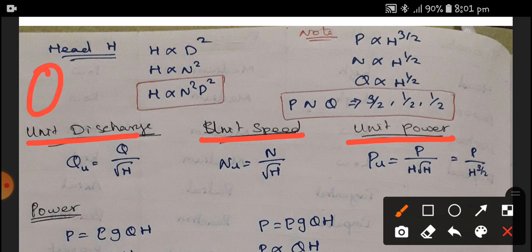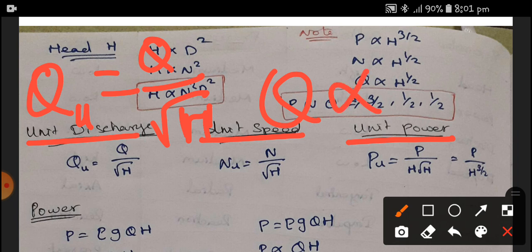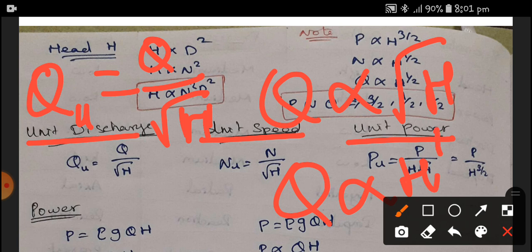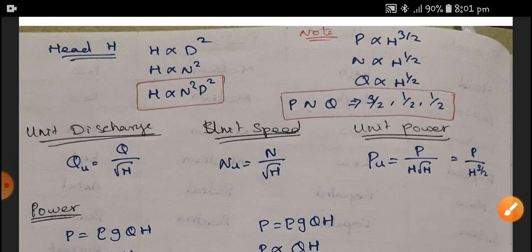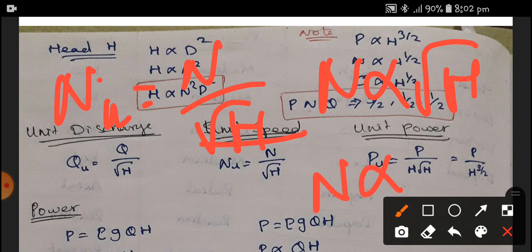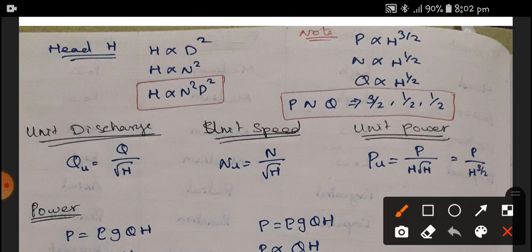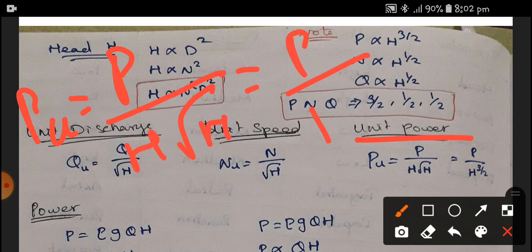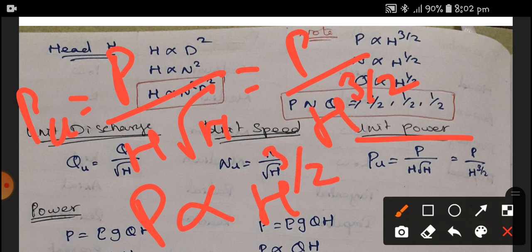Here the unit discharge is equal to discharge divided by root H. That is why, in the Q and H relationship, Q is directly proportional to root H, that is H power 1 by 2. Similarly the unit speed Nu is equal to N divided by root H, where N is directly proportional to H power 1 by 2. And similarly unit power is equal to P by H root H, or P divided by H power 3 by 2. We can say P is directly proportional to H power 3 by 2. So that is simple.